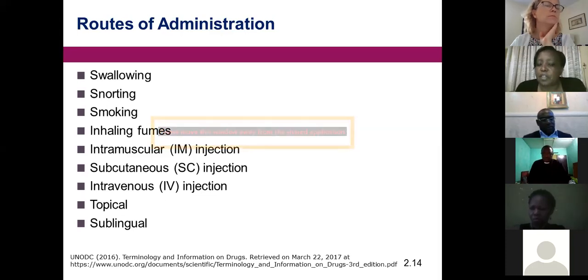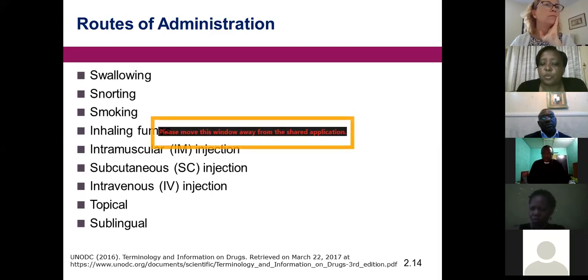So again, these are methods that you will find your clients using to consume substances. And like Moses said, the route of administration can actually determine the effect, because some of the methods deliver the drug to the brain and the central nervous system pretty fast, like we're going to see in the next slide.